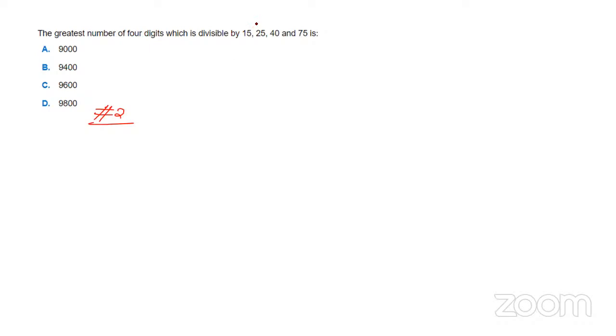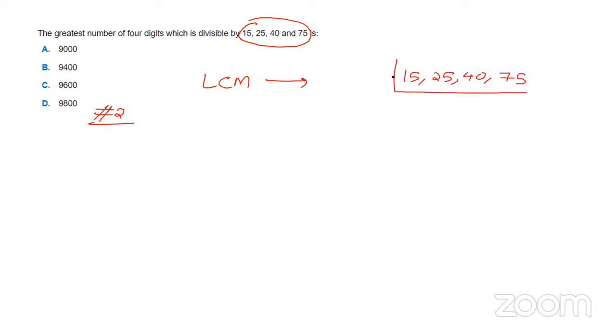So can you tell me what would be the first number that is divisible by all these numbers? It is nothing but the LCM, the least common multiple. So first you can find the LCM of 15, 25, 40, 75. Either you can use prime factorization or the long division method to get the answer. I'm just using the long division method, dividing by 5 throughout. 15 divided by 5 is 3. 25 divided by 5 is 5. 40 divided by 5 is 8. 75 divided by 5 is 15.